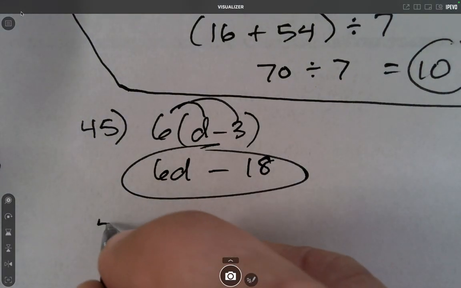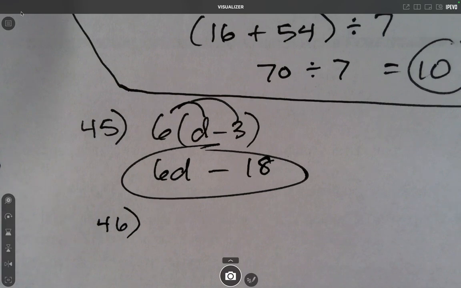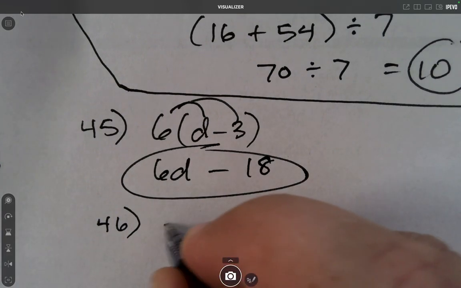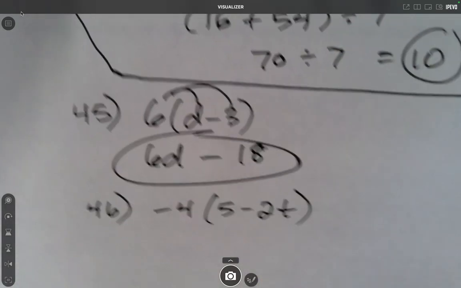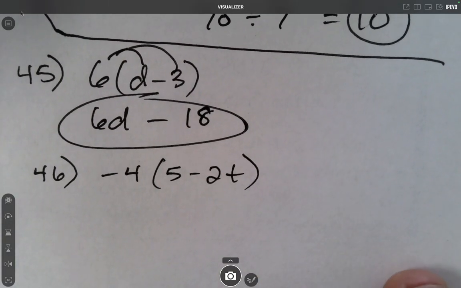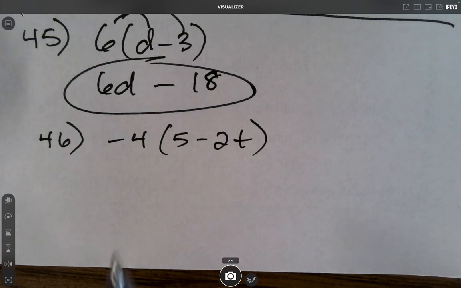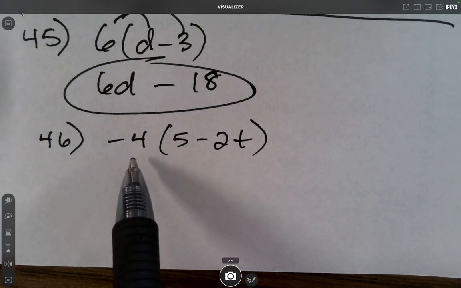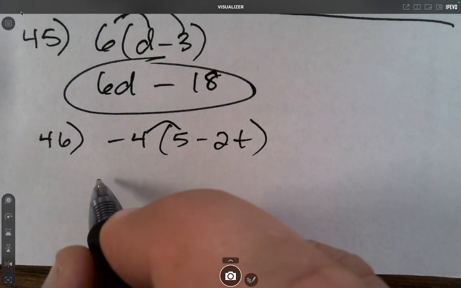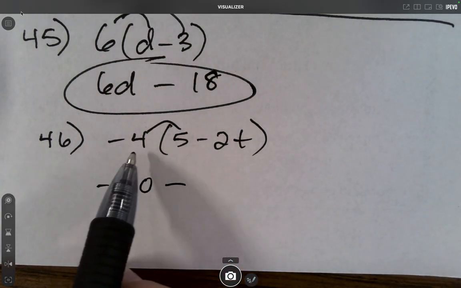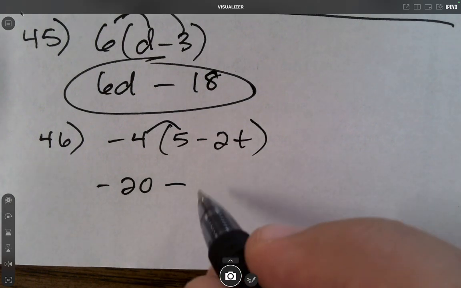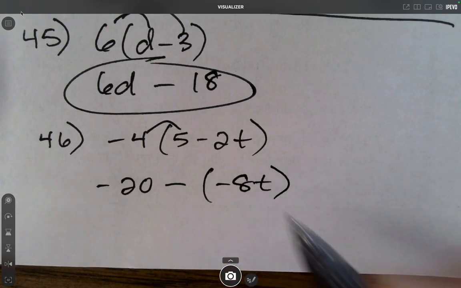Last one, 46. Negative 4 times 5 minus 2t. Okay, now notice it's a negative number in front here. So we got to make sure we multiply by negative 4 both times. So negative 4 times 5 is negative 20. And I'm just going to rewrite this minus sign and say negative 4 times 2t, which would be negative 8t.